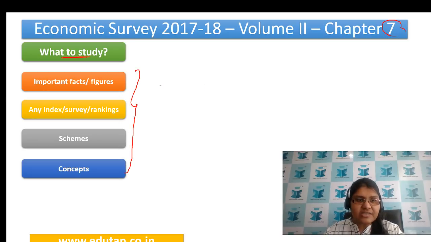Now what are these dimensions? These are important facts and figures that you need to memorize. Then we have indices, any surveys, any rankings in which India has been placed at a particular rank. Then we come to schemes, and then we come to concepts. We are going to take each of these dimensions and present to you the important things that you need to study under each. Friends, we have made things very simple for you, so kindly have a keen watch and go ahead with the dimensions that I'm talking about.